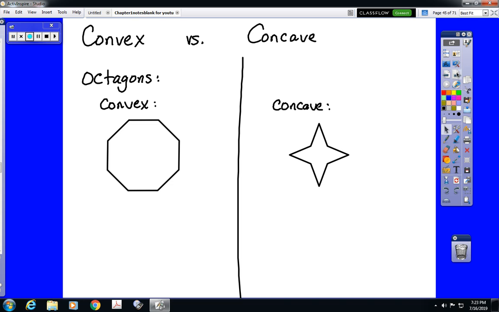Now this again is something we should already know from junior high. But for example here, we're going to look at a pair of octagons. The octagon on the left is convex. What convex means is that all diagonals of that entire shape, every single diagonal, are interior.